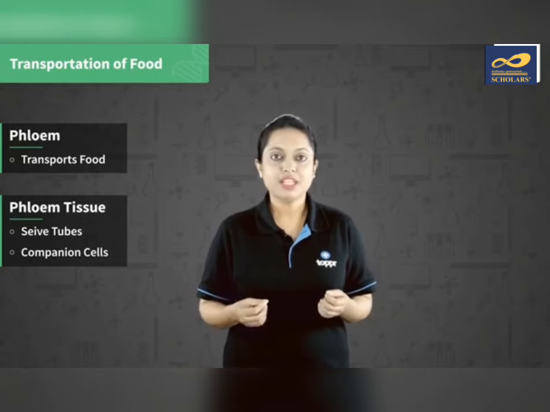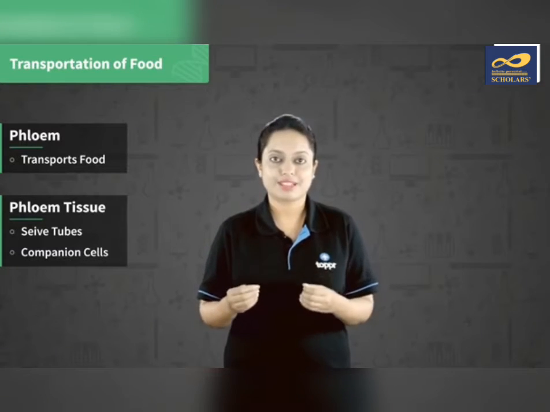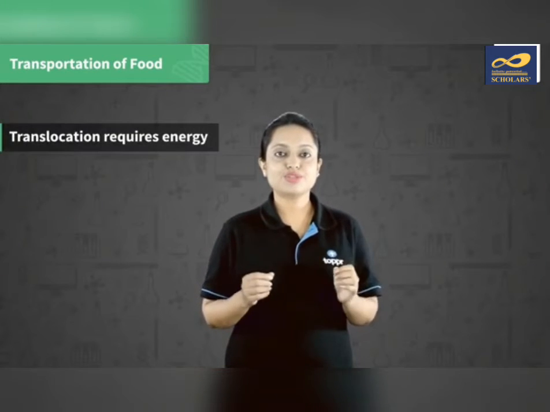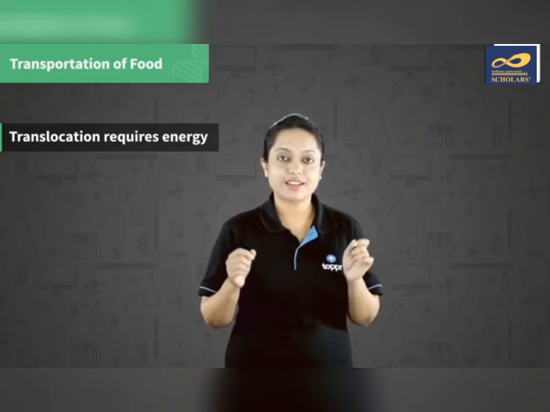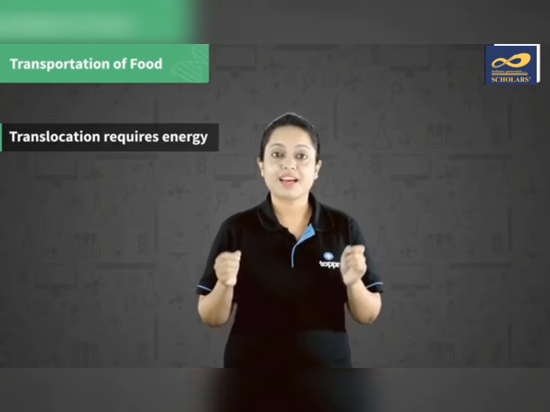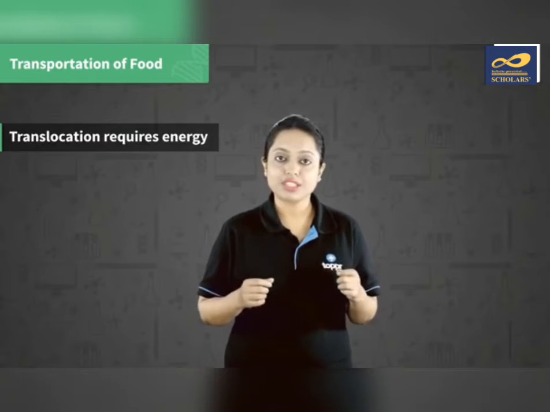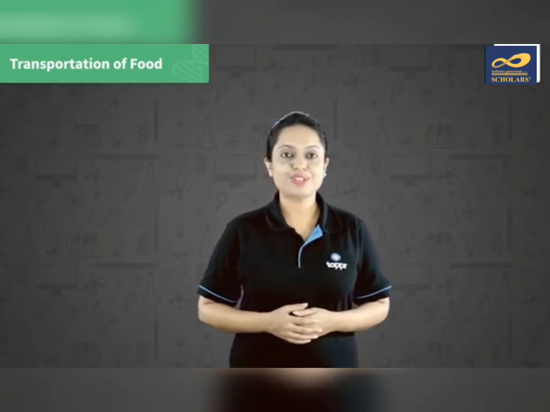For example, sucrose is transported by the phloem tissue to the growing buds as they need energy to grow. This transportation of food through phloem tissue is achieved by using energy from ATP, unlike physical forces that are used to transport water through the xylem tissue. Now let's see how food is transported through the phloem tissue.